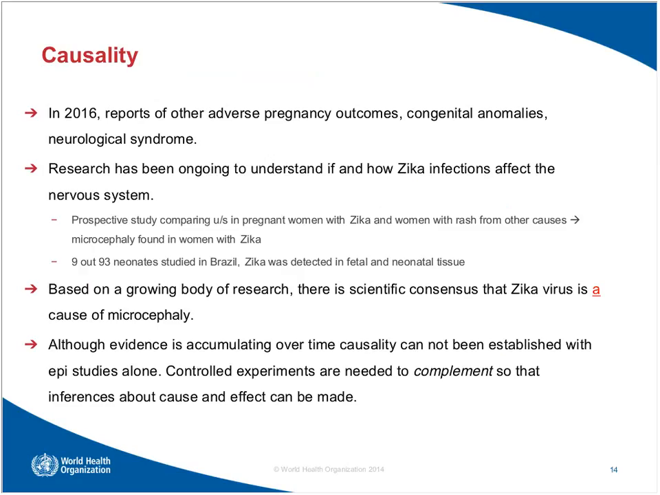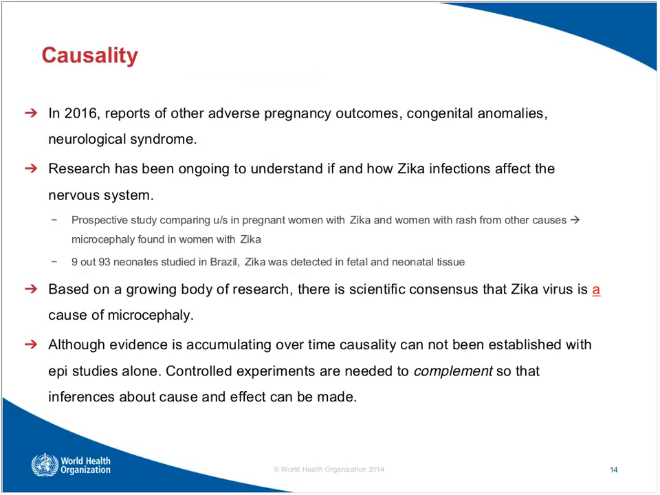So I want to talk a little bit about causality. As I was alluding to earlier, does Zika cause microcephaly and Guillain-Barré syndrome? So in this year, we know there are reports of adverse pregnancy outcomes, there are congenital anomalies, there are neurological syndromes. So we do know that, and we do know that these countries have also reported Zika outbreaks.